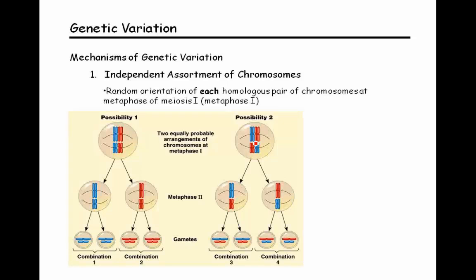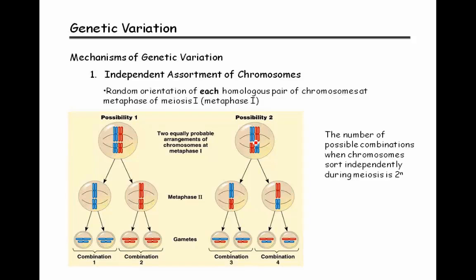Now, as the number of chromosomes increases, the number of tetrads increases, and then the number of combinations possible is going to go up as well. So we can estimate this mathematically. The number of possible combinations that you can get when the chromosomes sort independently during meiosis is going to be 2 raised to the n power.